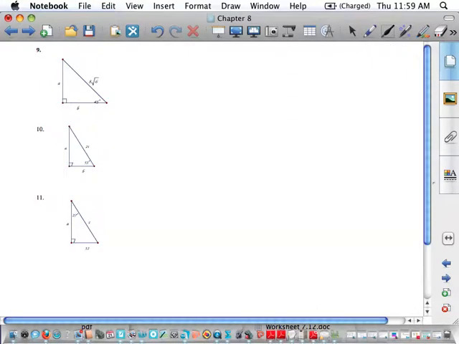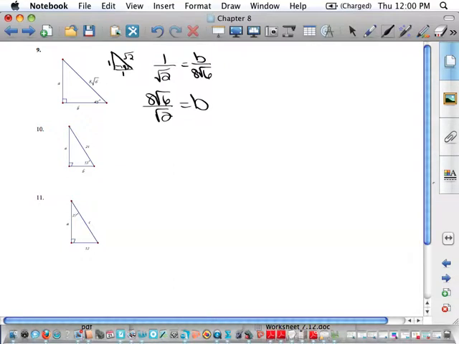Number 8, now I have a 45-45-90, so I will go to my standard triangle again. That's 1, 1, square root of 2, and I can set up that comparison. The leg is to the hypotenuse as the leg is to the hypotenuse. Cross multiply, you're going to get 8 square root of 6 over the square root of 2 equals b.